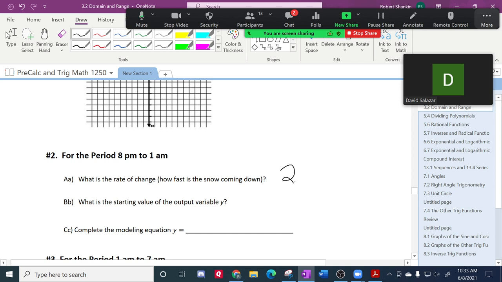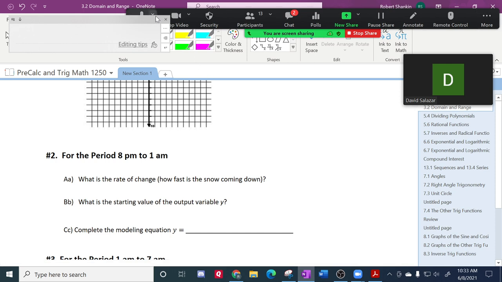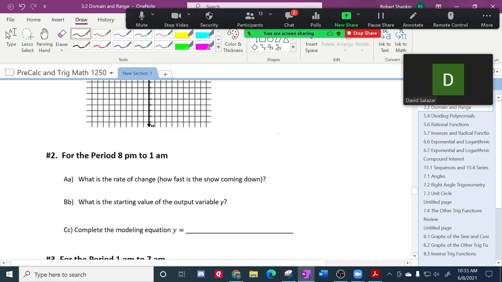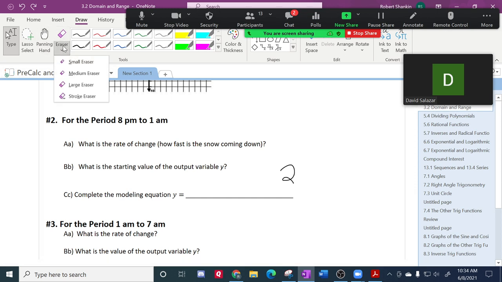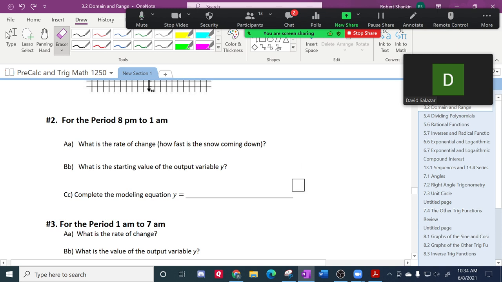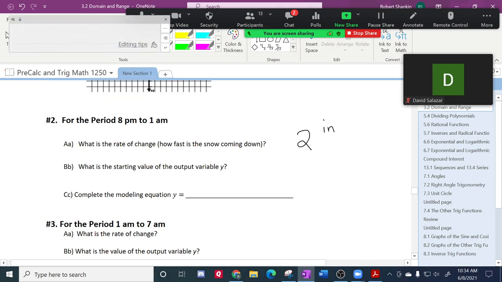So it's 2, and what's the units of this rate of change? 2 inches. And now, all right, hang on a second. This thing starts to act up after a while sometimes in OneNote. All right, 2 inches. There's another part of it. Goes on the bottom. 2 inches per hour. Very good. 2 inches per hour.